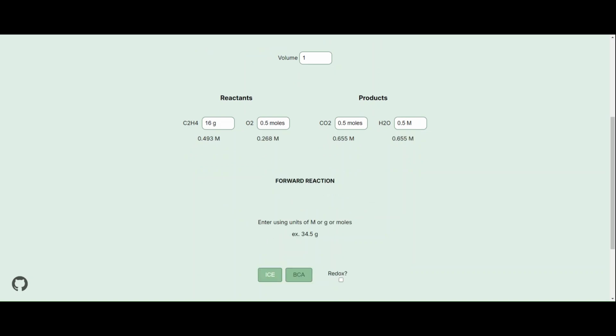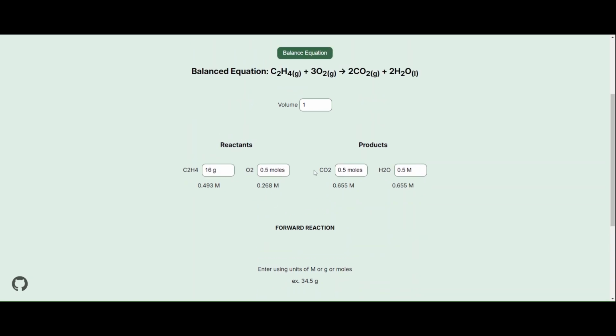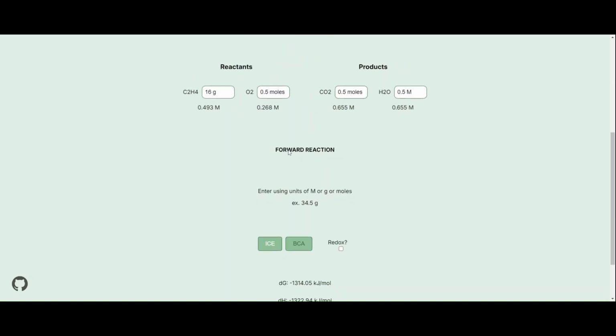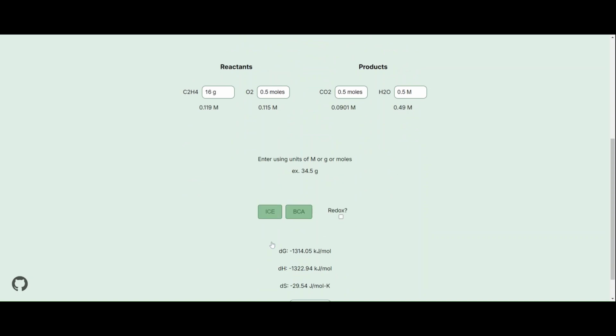After we input the units and the numbers, we simply click on ICE to get the new concentrations. As you can see, we have captions here saying that this reaction is a forward reaction, which means that in order to reach equilibrium, the reaction is going to shift this way. Note that we can also modify the volume here and change it to any number we like. For example, we can change the volume to 5. If we press ICE again, we'll get different concentrations this time.